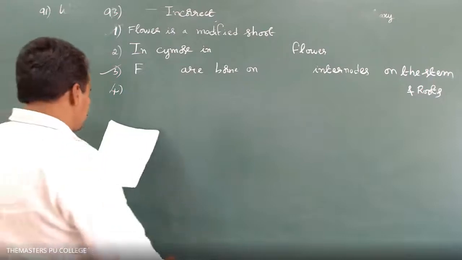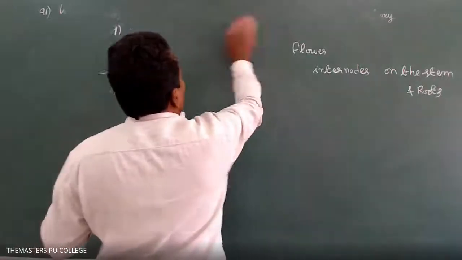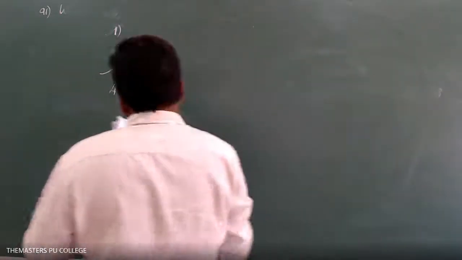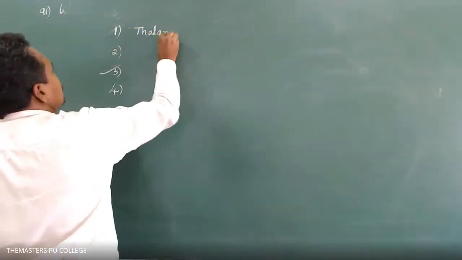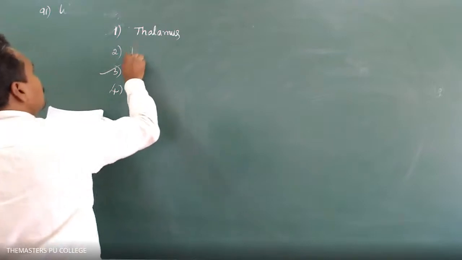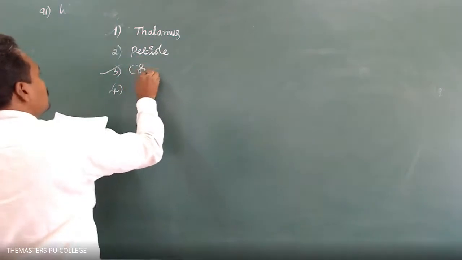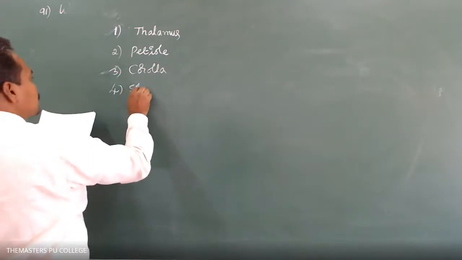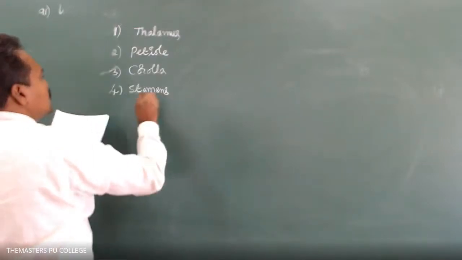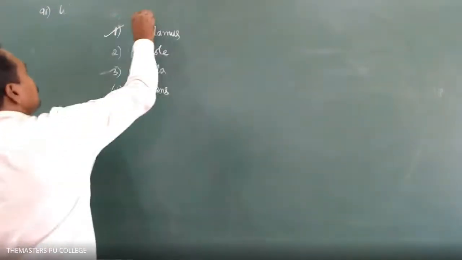Next, the four whorls of a flower are arranged on the thalamus. Very good. What are the given options? Option 1 is thalamus. Option 2 is petal. Option 3 is corolla. Option 4 is the stamens. What is the answer for this question? Please message me the answer in the chat box. Sir, option 1, thalamus. Very good. Option 1 is the correct answer.